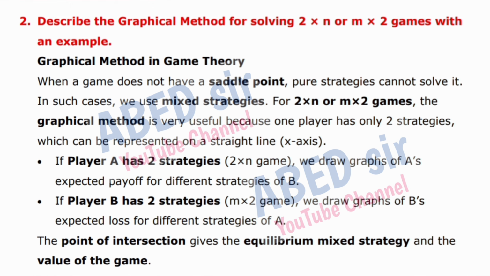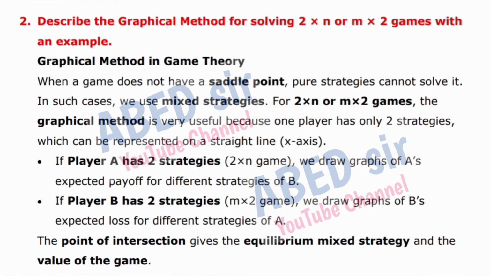Graphical method in game theory. When a game does not have a saddle point, pure strategies cannot solve it. In such cases, we use mixed strategies. For 2 times n or m times 2 games, the graphical method is very useful because one player has only 2 strategies, which can be represented on a straight line, the x-axis.